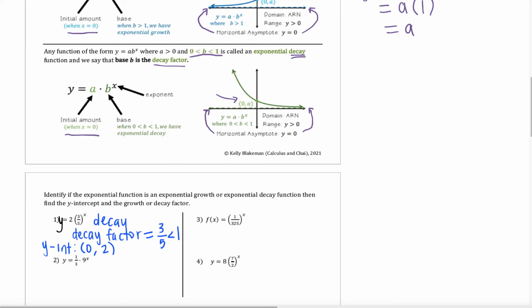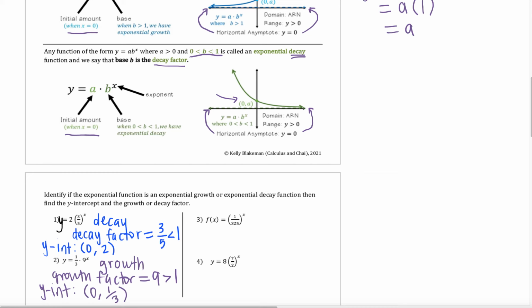Let's look at example 2. So in example 2, we have y equals 1/3 times 9 to the x. Why don't you guys pause the video here and decide if we have an exponential growth or an exponential decay. So in this case, we have an exponential growth because our base here, which is 9, is bigger than 1. So we would call that our growth factor. And to explain why this is growing, it's because that factor is bigger than 1. Our y-intercept is coming from subbing in 0 for x, so I get 9 to the 0, which is just equal to 1, so I end up with a y-intercept of 0, 1/3.